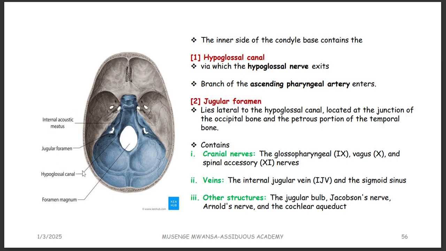That is in the jugular foramen, because cranial nerve number 12 is passing in the hypoglossal foramen. Besides that, you also have veins passing through the jugular foramen, like the internal jugular vein and what we call the sigmoid sinus. You understand this very well. Other structures that will pass there include the jugular bulb, the Jacobson nerve, Arnold's nerve, the cochlear aqueduct. But at least make sure that you don't forget the veins and the arteries.